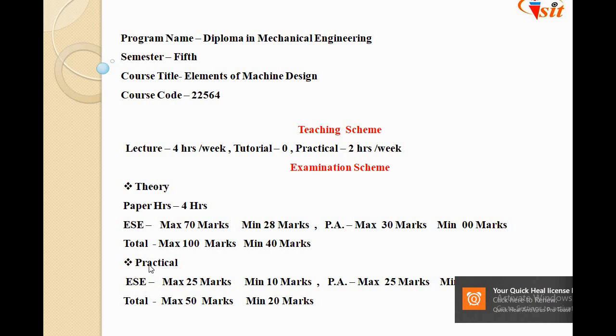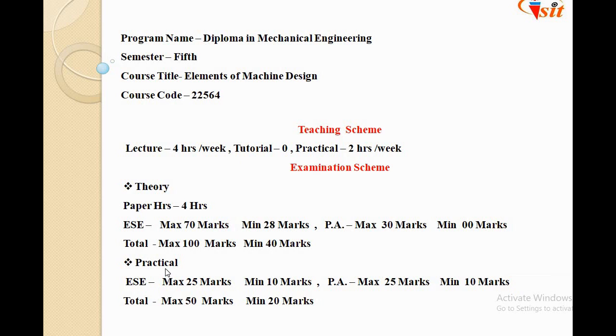The second component of this examination scheme is practical. Under the practical component, again there are 2 components, end semester examination and progressive assessment. Under end semester examination, the student has to undergo a practical examination of 25 marks which will be conducted at the end of the semester. The minimum passing criteria will be 10 marks. And a progressive assessment of 25 marks will be carried out during the course of the semester. The passing criteria will be 10 marks. So in total there will be 50 marks from these 2 components and the passing criteria will be a minimum of 20 marks.